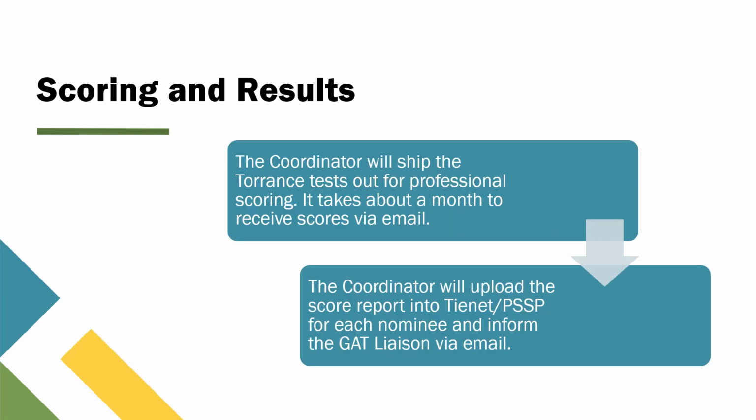The coordinator will ship the Torrance tests out for professional scoring. It takes about a month to receive scores via email. The coordinator will upload the score report into TINET, or PowerSchool Special Programs, for each nominee and inform the GAT liaison via email that scores have arrived.